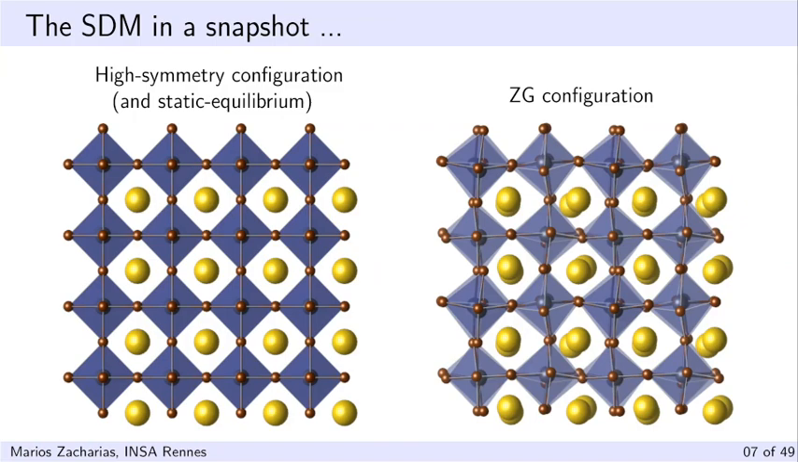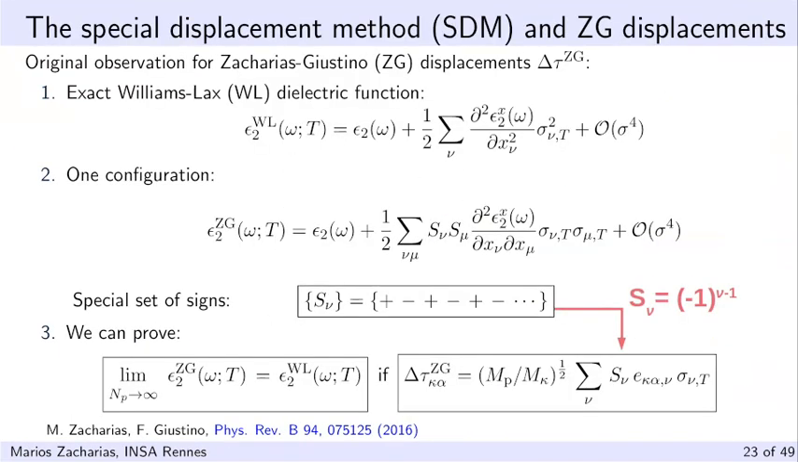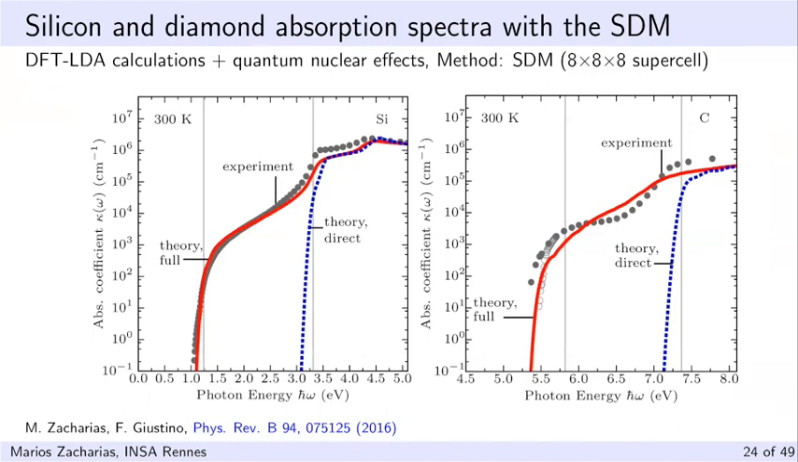I was just wondering why the comparison with the experiment on the left was better than on the right. Sorry? What? The comparison on the left with experiment seems to be better than on the right. Oh, but they're two different systems. Okay, that's why I lost it. They're silicon and carbon. Okay, they look so similar. Okay, that makes sense.